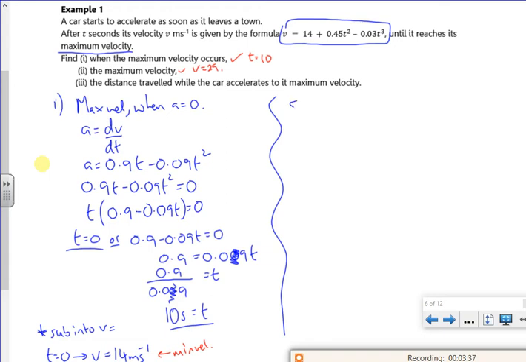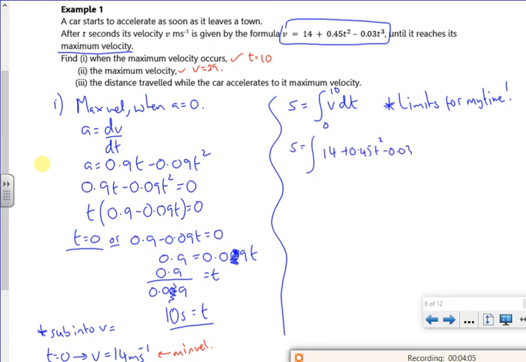So I know that my distance is my velocity integrated. Now it starts off at time 0, and I'm going up to time 10. So I'm actually using limits now. So I'm integrating my 14 plus 0.45t squared minus 0.03t cubed from 0 to 10 dt. I'm going to cheat a little bit on my calculator.